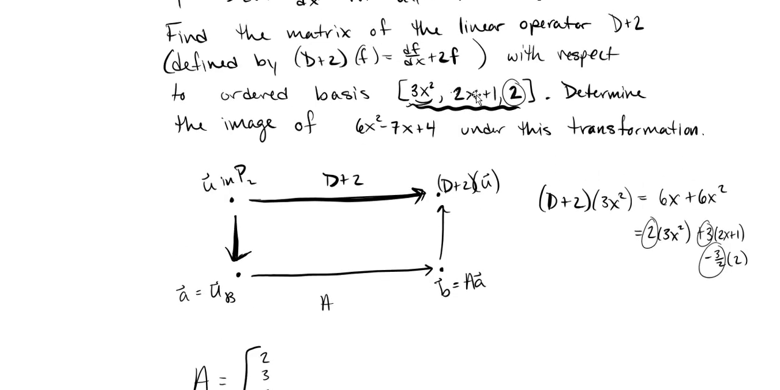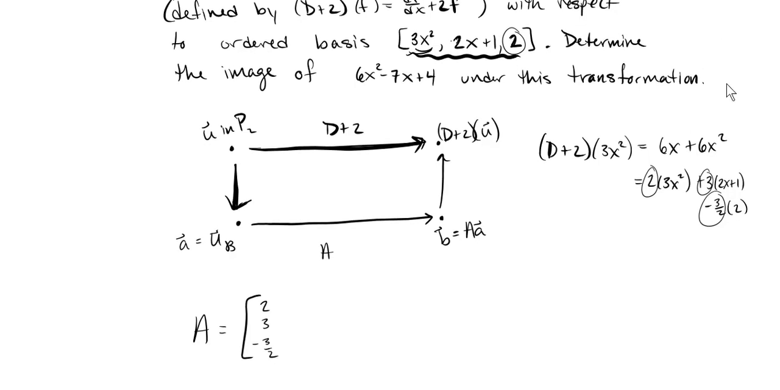Now we do the same thing to the second basis vector, 2x plus 1. We take d plus 2 and apply it to 2x plus 1. What does this guy make? The derivative of 2x plus 1 is 2. We add 2 times 2x plus 1. That's 4x plus 2 we add. So 4 plus 4x. 4x plus 4, however you want to write it.